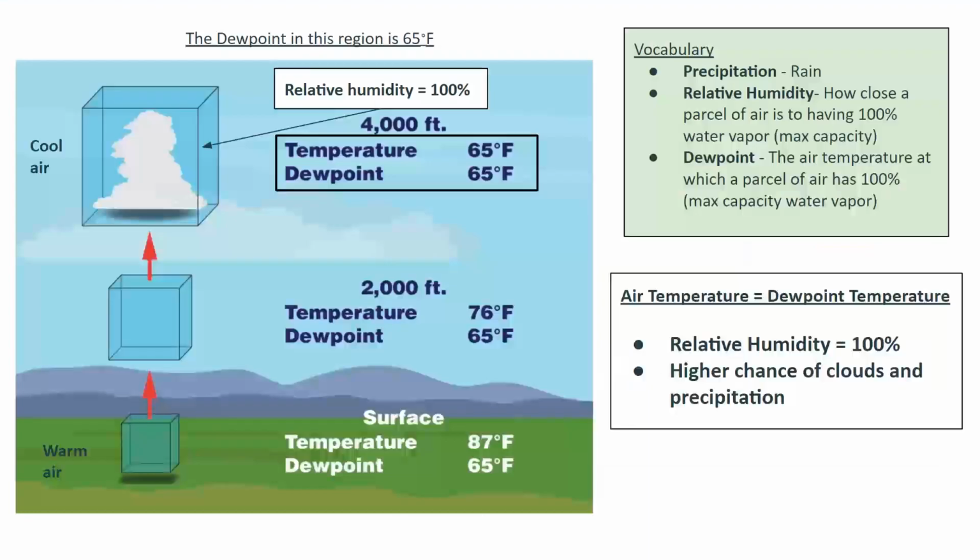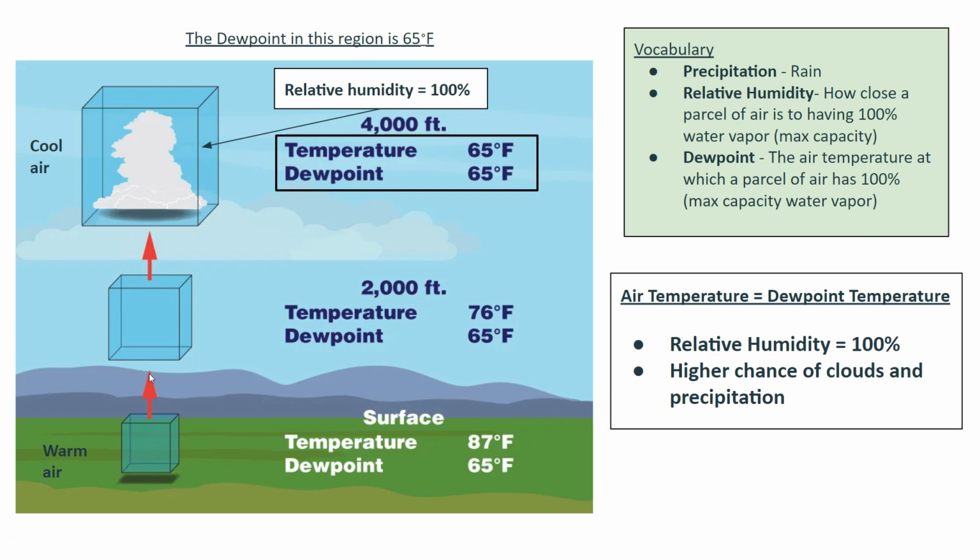So here's an example. Let's talk about a new vocabulary word, precipitation. Precipitation is just rain. So, we're in a location, and in this location, the dew point in this region is 65 degrees Fahrenheit. That means that in this location, when the air temperature reaches 65 degrees Fahrenheit, that's when the air will become filled with water at 100% capacity for water. Okay? So, say I have warm air, this warm air's temperature is 87 degrees Fahrenheit, but my dew point is 65 degrees Fahrenheit. The air has to become 65 degrees Fahrenheit to be filled at max capacity of water, right?